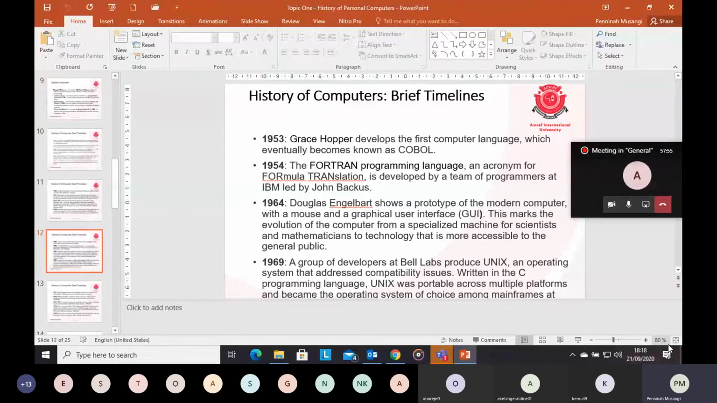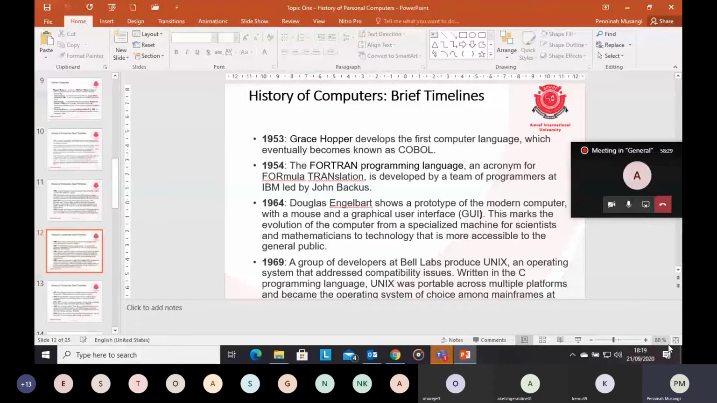And with this model, it marked the evolution of the computer from being a specialized machine for scientists and mathematicians only to technology that is more accessible to the general public. Remember, we said that computers were previously meant only for calculations, for computations, and all that. So it meant they were only being used by scientists and mathematicians, and they were being trained, the specialized training we were talking about, on how to use the computer.